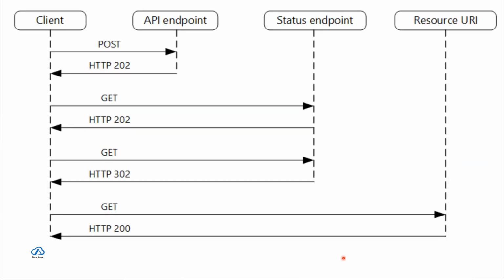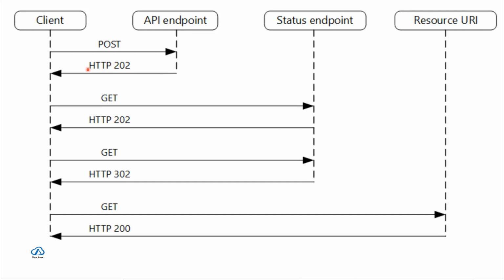To understand how we can implement it, let's look at this diagram. What's going to happen is that the client is going to send a request to the API endpoint. And once our API endpoint has started the execution of the backend long-running process, it's going to send back to the client an HTTP 202 Accepted response code. This is an acknowledgement that the API has received the request and started the execution.